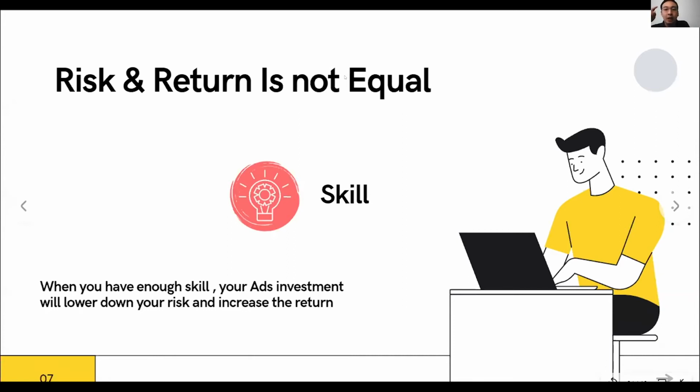Before actually knowing how to run Facebook ads, the skill that you need to know is how to do better marketing, which is how you understand your customer segment well.